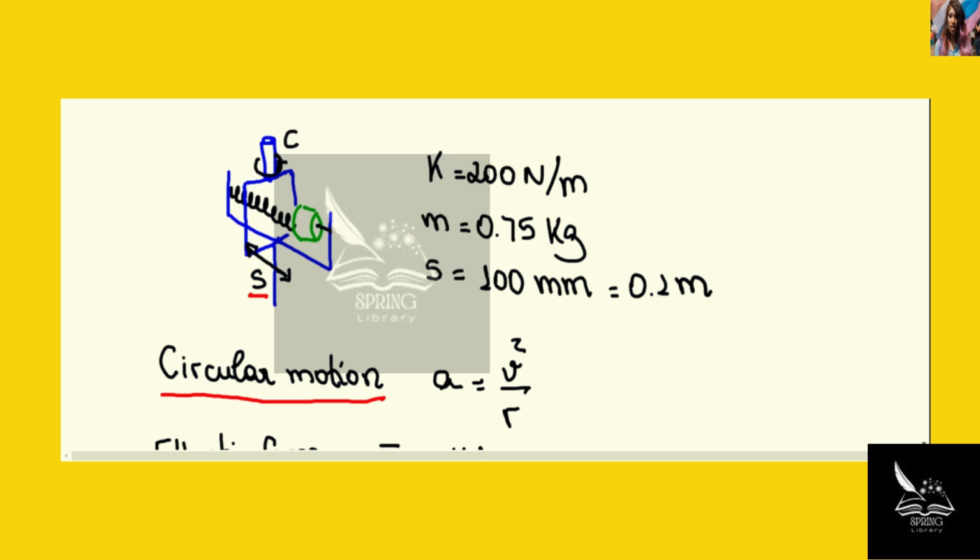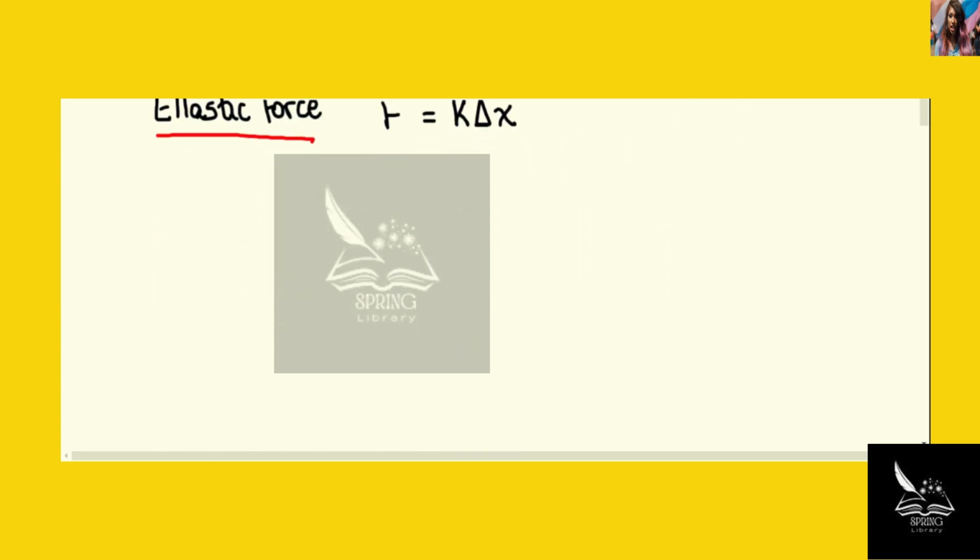And we want this to happen using a certain speed that's given to the whole system that makes the system rotate. And our goal is to find what should be the speed of the collar in this rotation so that S is equal to 0.1 meters. Okay, so all we need to do is to draw a force diagram on the collar.